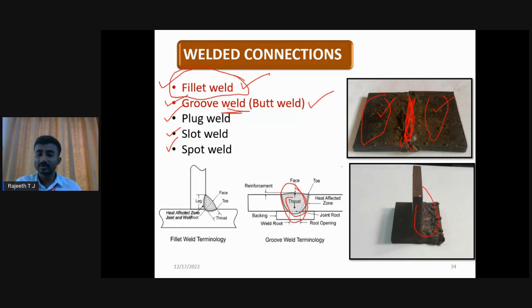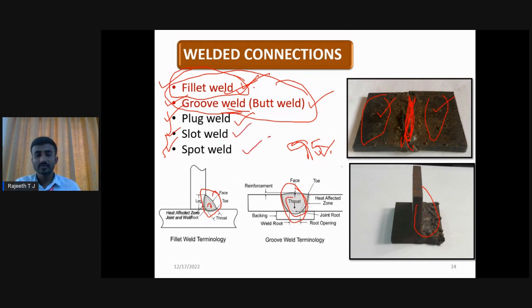Here I kept it in a T shape. That weld we call a fillet weld. Almost 95% of welds will go by fillet weld and groove weld, and within fillet and groove, again almost 95% will go by fillet weld only. In some circumstances we are going to use plug weld, and in some circumstances slot weld and spot weld. These are the different types of weld.